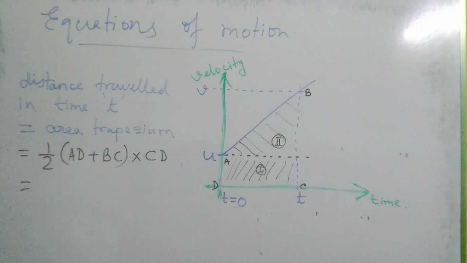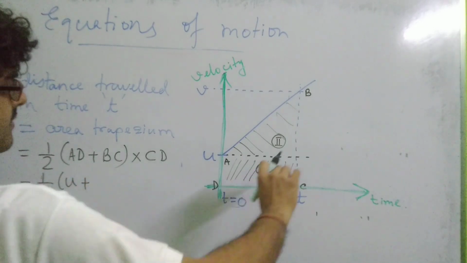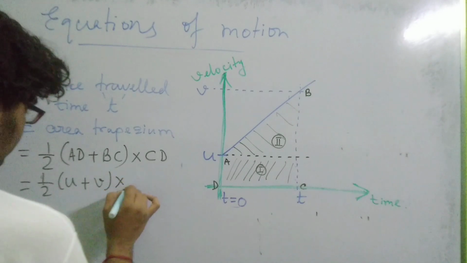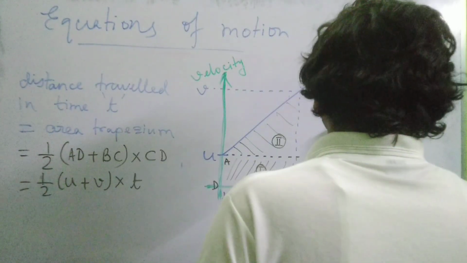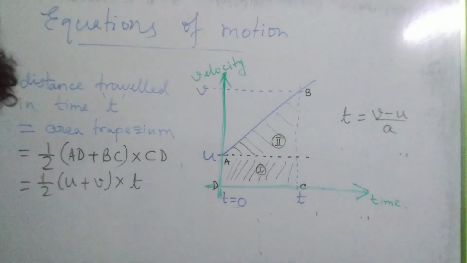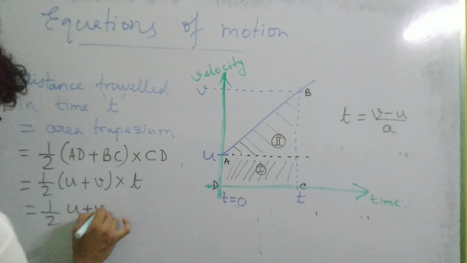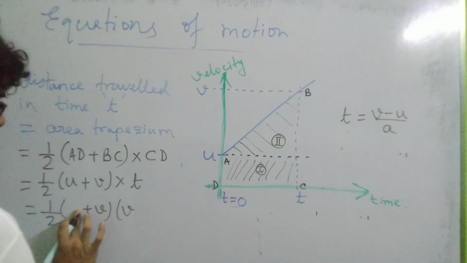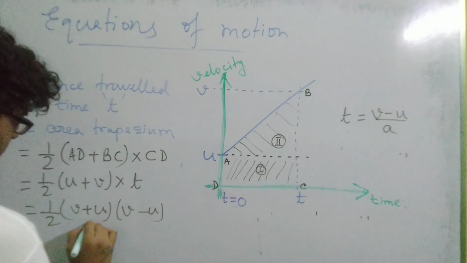Now, what is the value of AD? AD is u, plus the value of BC is v, into time t. Now again, if I take the help of the first equation, t is equal to (v minus u) by a, isn't it? So just substitute here. In the third equation there was no term of time. So half into (v plus u), it will be easier to understand, into (v minus u) by a.